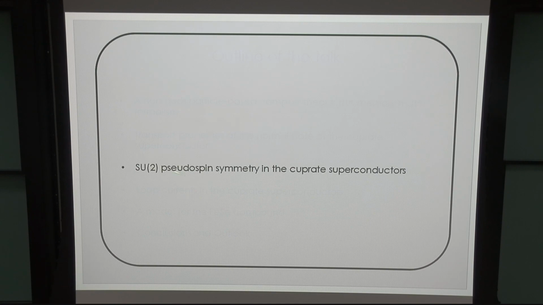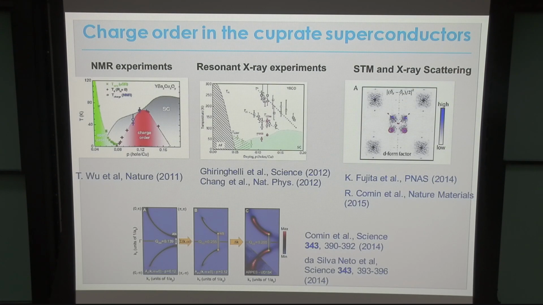Okay, so I will move on to another calculation that we did, which refers to this SU(2) pseudospin symmetry in the cuprates. I start very briefly describing the well-established evidence of charge order phase in the cuprates. As you see here, there are many experiments which show unambiguously that the charge order is a real phenomenon that takes place in these materials.